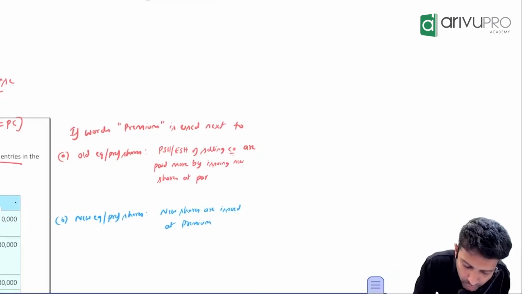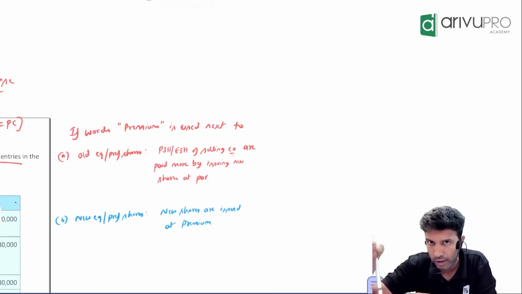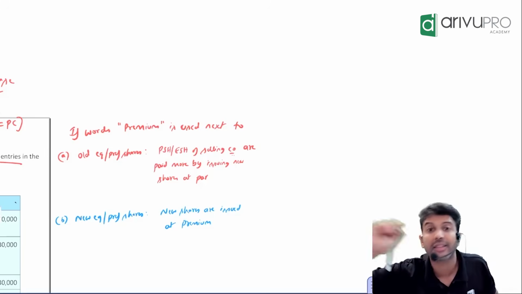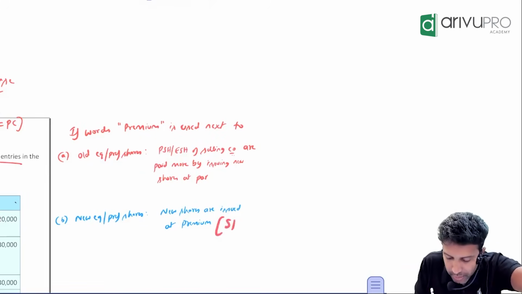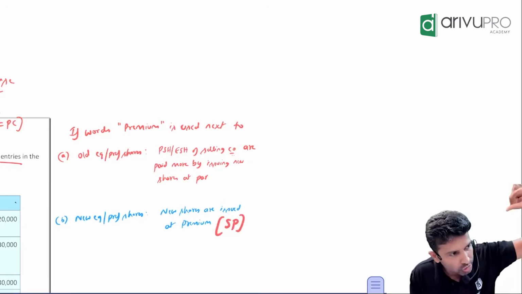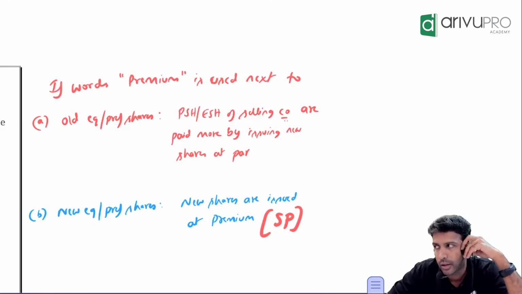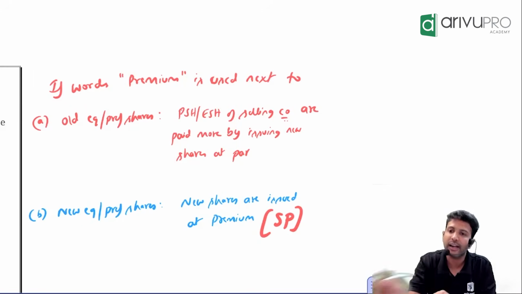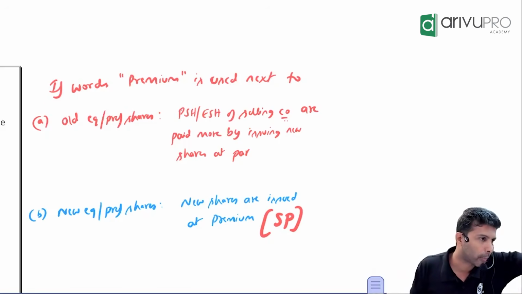But if the same word premium is put next to the new component, that means new shares are issued at premium. And when new shares are issued at premium, you have to compulsorily include securities premium. Understood? If you want, you can make a note of it. The value is already included, but we need to bifurcate between share capital and securities premium, which I'll tell you once again. But did we understand?